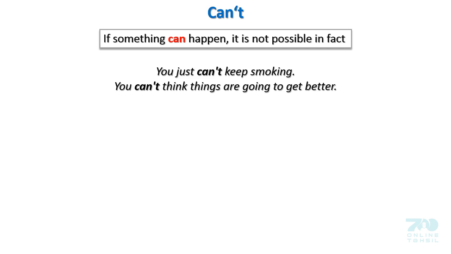2. If someone tells you that something can't happen, they think it's not a good idea. You just can't keep smoking. You can't think things are going to get better.